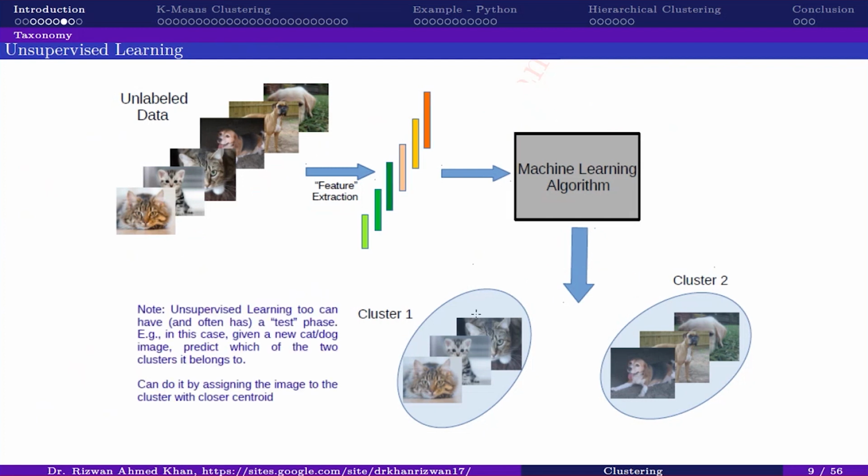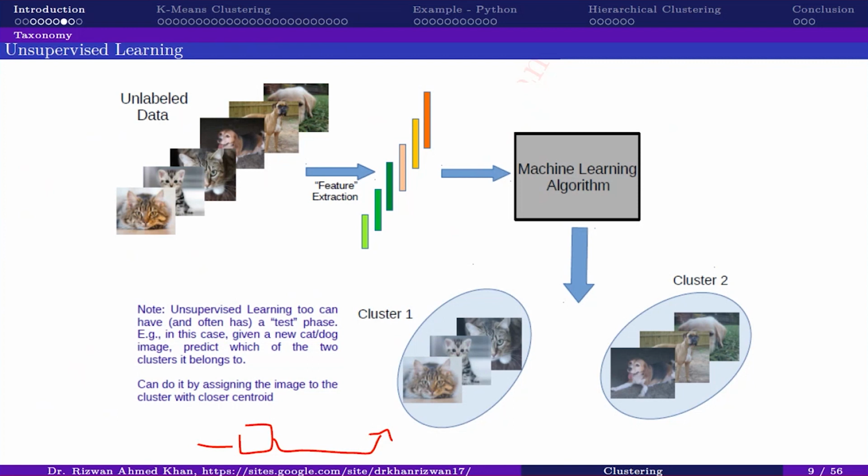Now the question is how we can test this cluster. Where is the test phase? When we were doing supervised learning, this was the complete training phase, and then we would supply an image and try out what we have learned, whether this is correct or not. This is in the case of supervised learning. But in unsupervised learning, how can we test it? Still we can test it.